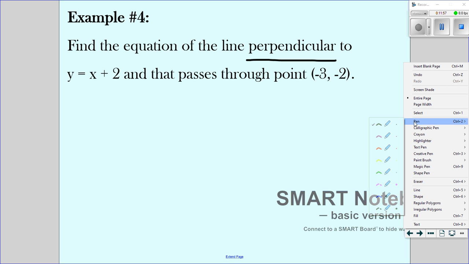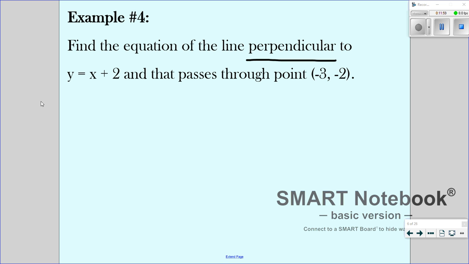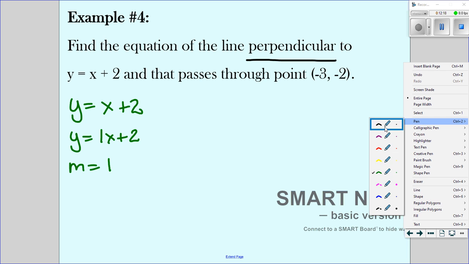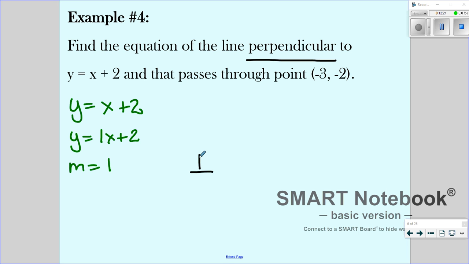I'm going to, again, distinguish with different colors. For the old one, it's y equals x plus 2, and we're looking for perpendicular. This one is the same as y equals 1x plus 2, and the slope for this one is 1. Now we're going to determine what the slope is that is perpendicular. This is the symbol for perpendicular. I'll write that. Get familiar with that symbol. It's an upside down T.